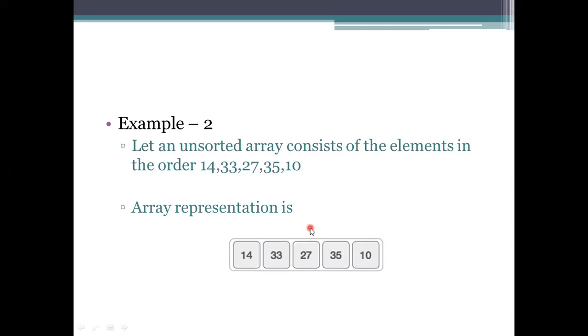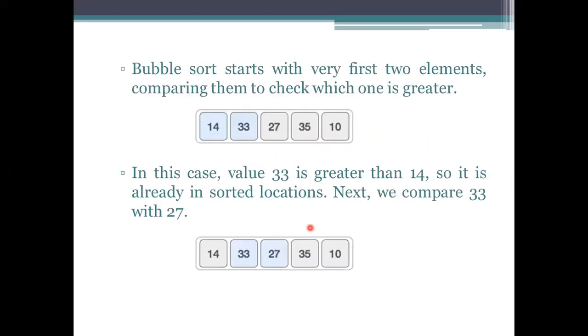And the second example here is we took an array of unsorted elements, arranged in an array. These are the values we have: 14, 33, 27, 35, and 10. Okay. First start with the very first 2 elements. The first 2 elements will be taken into account, and we need to compare. If the comparison shows that the greater value has been placed at the left side, then we need to move the value to the right side.